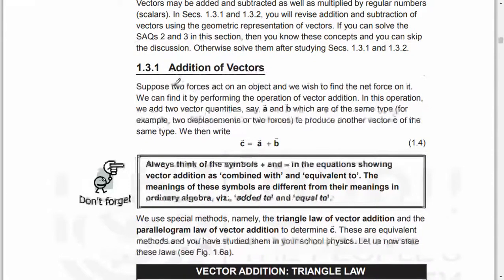Addition of vectors. Suppose two forces act on an object and we wish to find the net force on it. We can find it by performing the operation of vector addition. In this operation, we add two vector quantities, say A vector and B vector, which are of the same type, for example two displacements or two forces, to produce another vector C of the same type. We then write C vector equals A vector plus B vector.